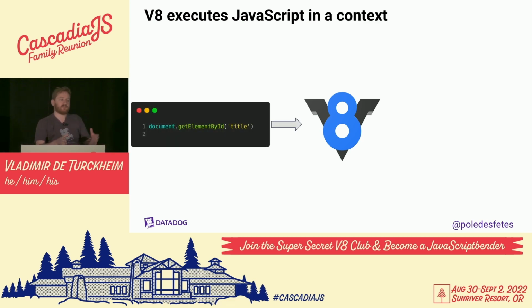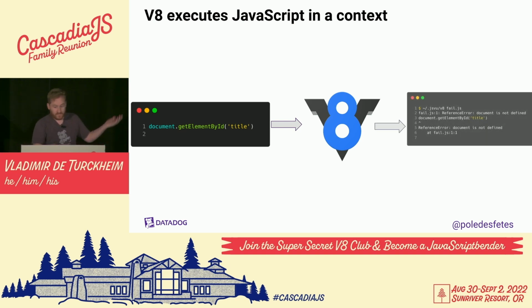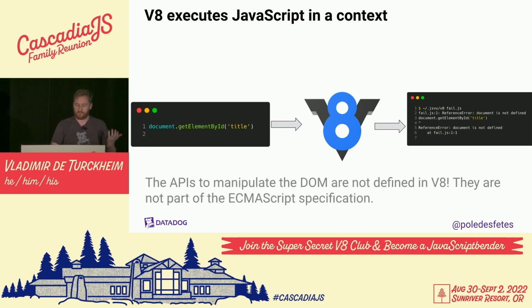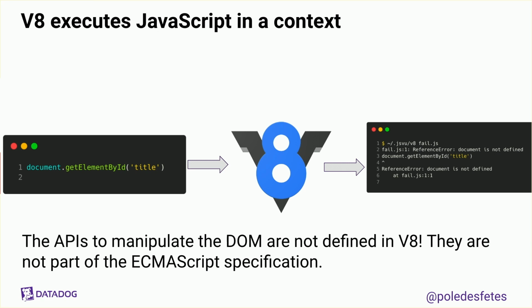Now, what happens if I want to run this chunk of code, document.getElementById, directly in V8? Does anyone know? A name error? Yes, exactly. It crashes because document is not defined as part of the ECMAScript specification. It's part of other specifications that are proper to web browsers, but not the JavaScript language.